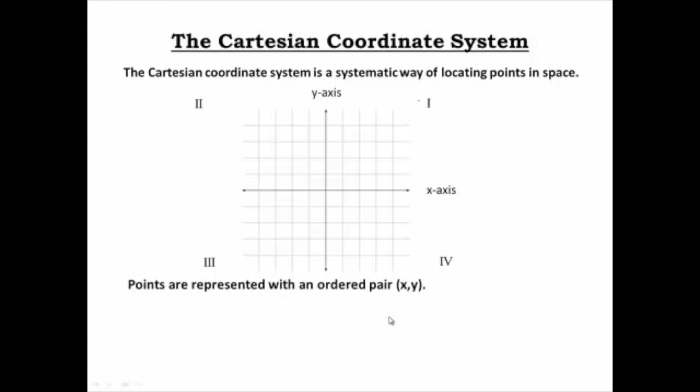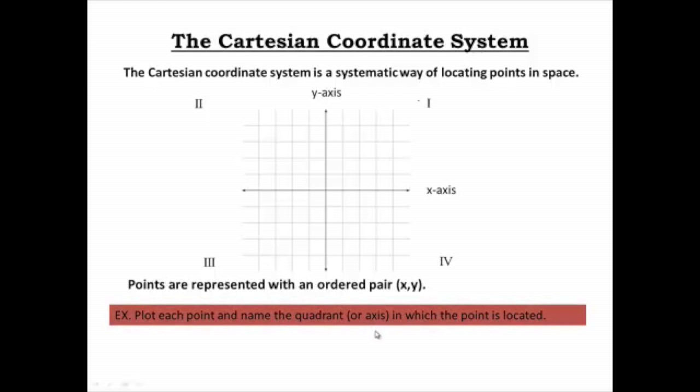Now when we want to name a point in space, we use a pair of numbers called coordinates. The first number in the pair is called our x-coordinate, and it tells us where the point is in relation to the x-axis. The second number in the pair is your y-coordinate, and it tells you where the point is in relation to your y-axis.